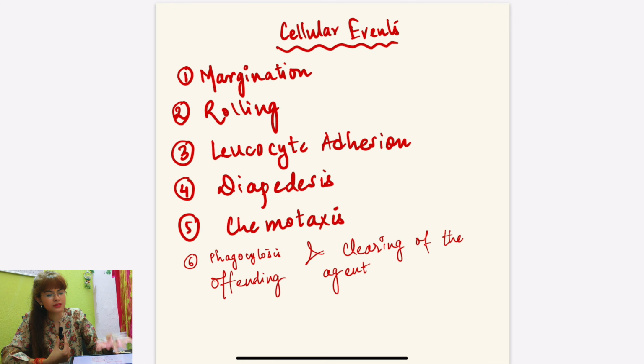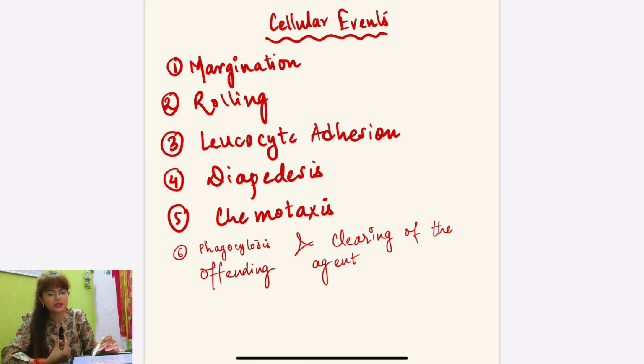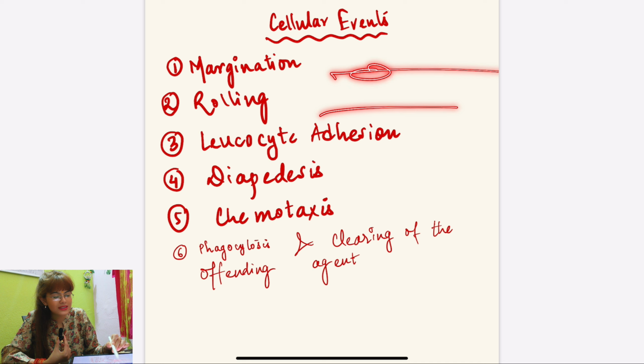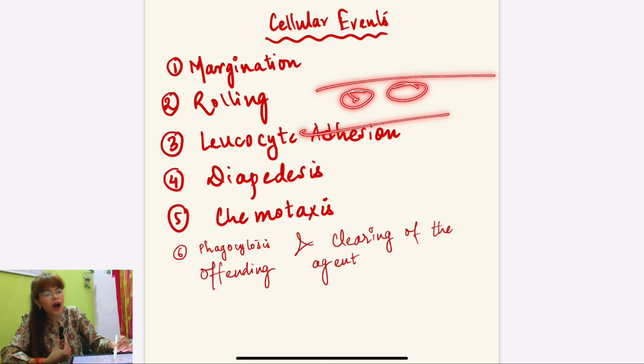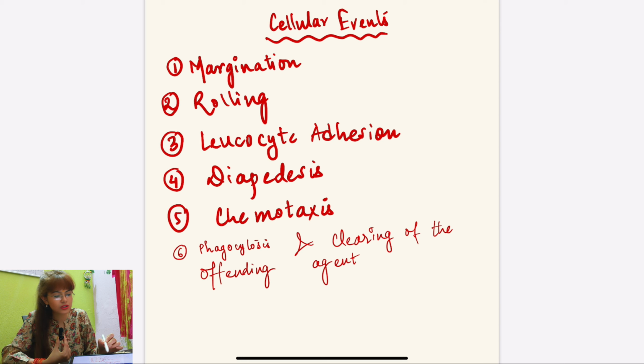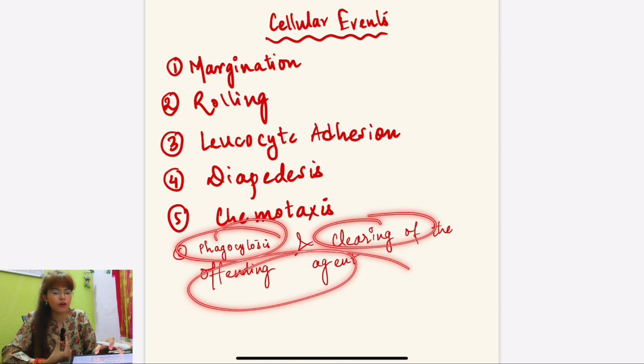So coming to the cellular events, there are six points. Number one is the margination, as we have seen, then rolling, then adhesion. Okay, they will actually properly get stabilized and adhered to the endothelium. Then diapedesis, it will move out of that, right? So once it gets adhered from here, it's going to move out. Then there's going to be chemotaxis, means they will move out. These neutrophils will move out of the blood vessel to the site of injury where it needs to do its function, and then there's going to be phagocytosis and clearing of the offending agent.